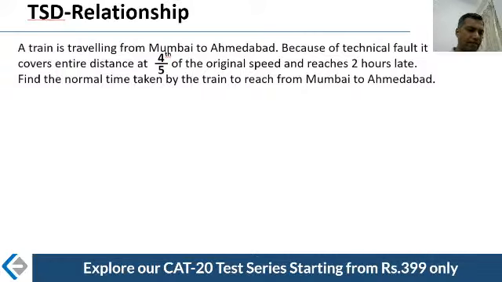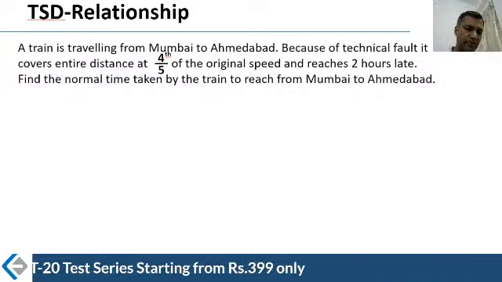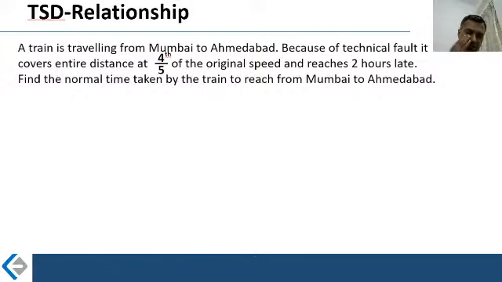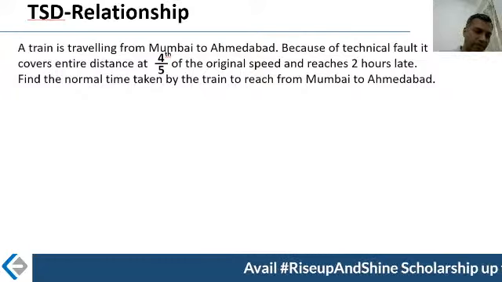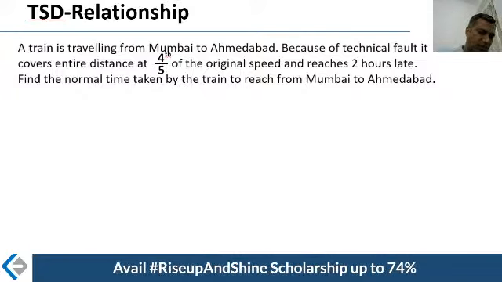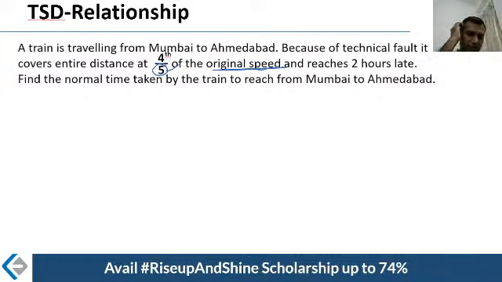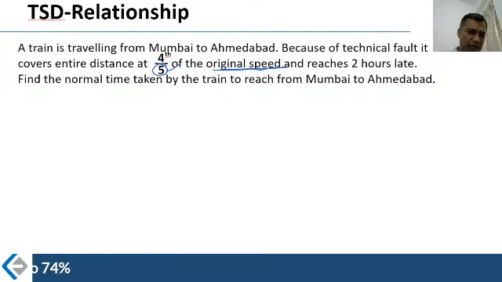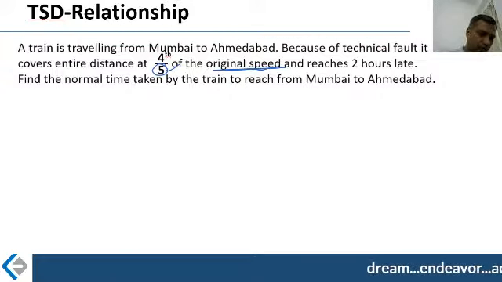A train is traveling from Mumbai to Ahmedabad. Because of a technical fault, it covers the entire distance at 4/5 of the original speed and reaches 2 hours late. All very similar to the previous question. 4/5 of the original speed. Whenever there is a number in the denominator, assume the original speed to be a multiple of this 5. Let me put it in perspective.